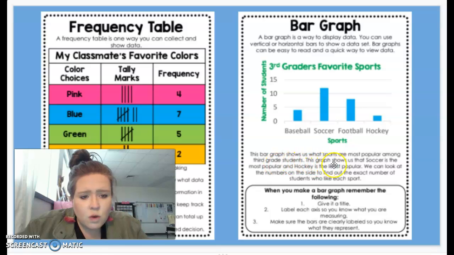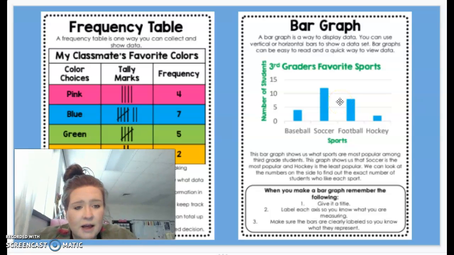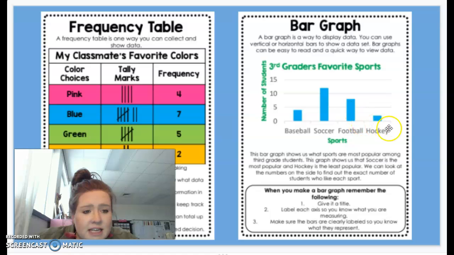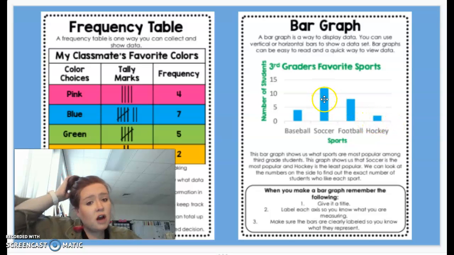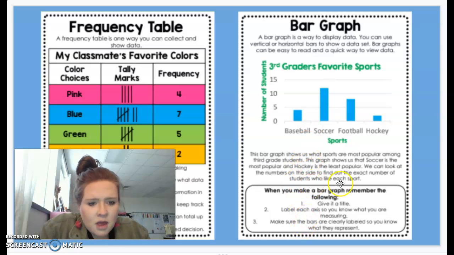This bar graph shows us what sports are most popular among 3rd grade. This graph shows us that soccer is the most popular and hockey is the least popular. You can see that in this graph, okay? Soccer is the most popular, hockey is the least popular. Now you notice that soccer is not right on 10 or right on 15, it's in the middle. So that's probably going to be like 12 or 13, okay? You can look at the numbers on the side to find out the exact number of students who like each sport. That is your scale.